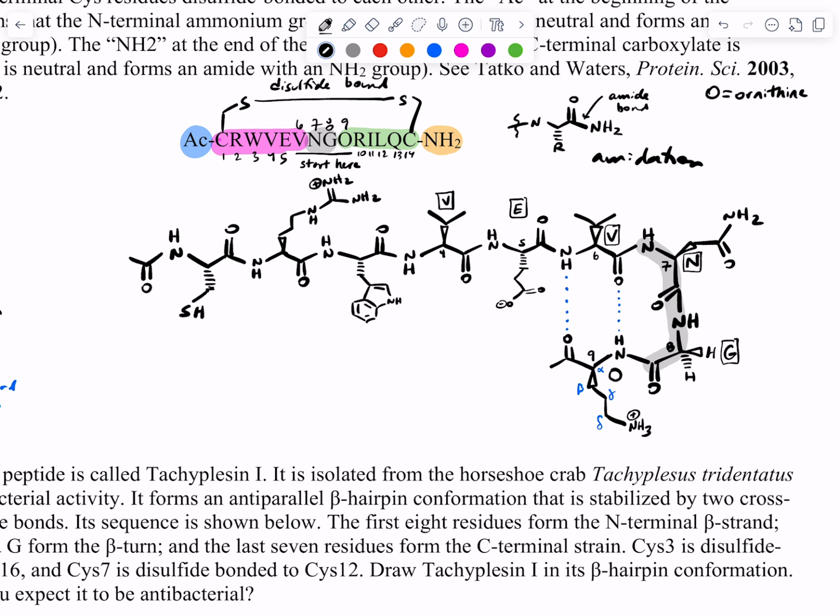Why is it like that? The AC represents an acetyl group, meaning the N-terminal, instead of being the NH3 plus group, is tied up in an amide with this portion of the molecule.